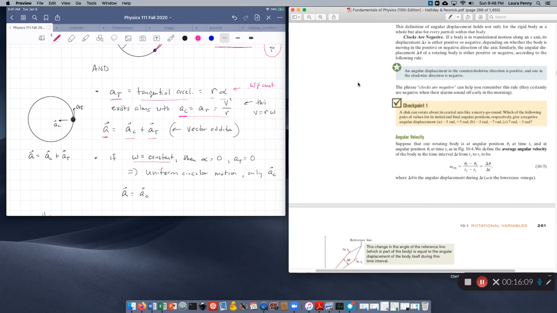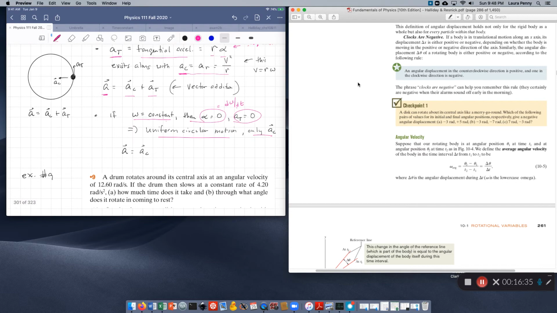If omega is constant, like we dealt with back in chapter 4, when we dealt with uniform circular motion, then that means that alpha is 0, right? Alpha is the derivative of omega with respect to time. If this is constant, then alpha would be 0, and so the tangential acceleration is 0, and so you only have a sub c, and you have uniform circular motion. So that's a special case, as we were saying before.